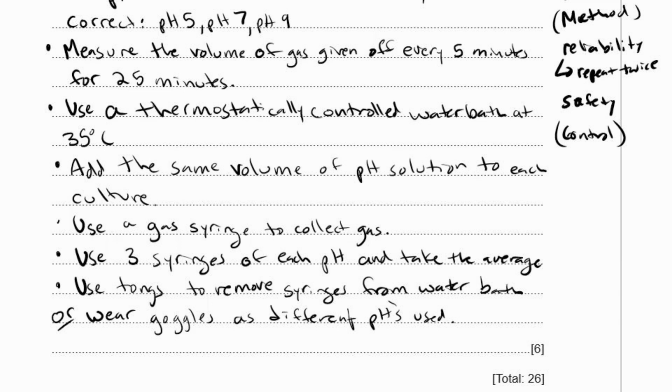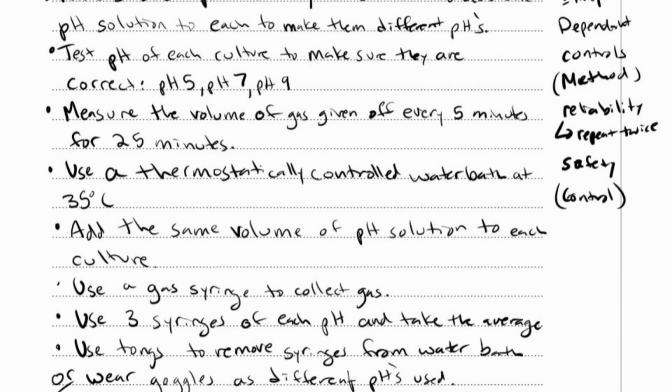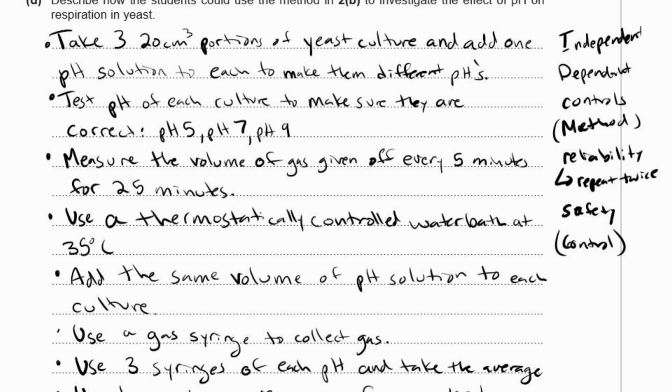Okay, so reading through this entire answer, you take 3 20 centimeter cube portions of yeast cultures and add 1 pH to each to make them different pHs. Okay, test the pH of each culture to make sure that they are correct. pH 5, pH 7, pH 9. Measure the volume of gas given off every 5 minutes for 25 minutes. I didn't mention that you could put each test tube into a water bath and attach the gas syringe in that, but you can put that in there.